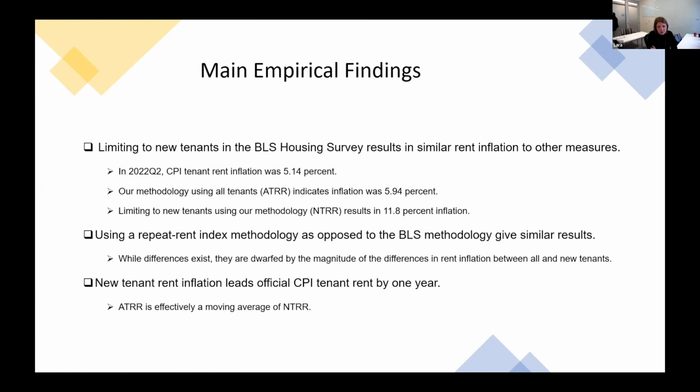We find that our all tenant repeat rent index tracks CPI tenant rent inflation relatively closely, while our new tenant repeat rent inflation measure tracks the alternative rent index measures. This implies that it is the scope of the data sample, specifically the limitation to newly signed leases, that explains the majority of the difference between official CPI rent inflation and alternative measures, while the index construction methodology, which the most common use by alternative measures is repeat rent indices, matters relatively little. Furthermore, we find that our new tenant repeat rent inflation leads official CPI tenant rent inflation by about 1 year.